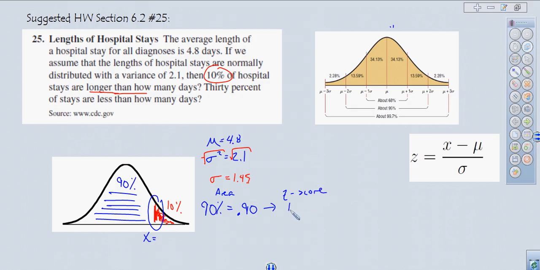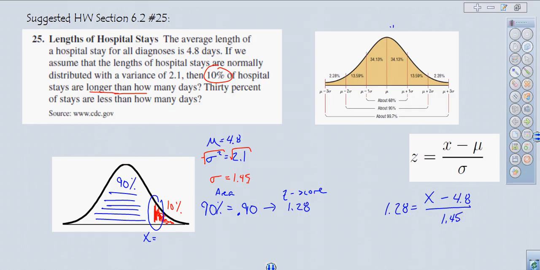a z-score of 1.28. Now, this is where it kind of gets confusing because in the past, I've given you an x, I've given you a mean, I've given you a standard deviation, and you found the z-score. But remember, we're working completely backwards. We're looking for x. We're going backwards to x. So let's plug in what we know. We know the z-score is 1.28. We don't know x. We know the mean is 4.8. And we know the standard deviation, in this case, is going to be 1.45.